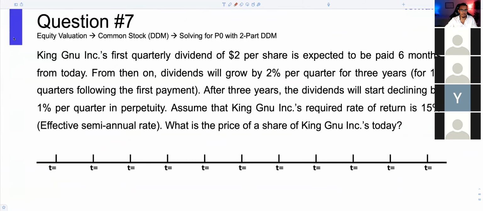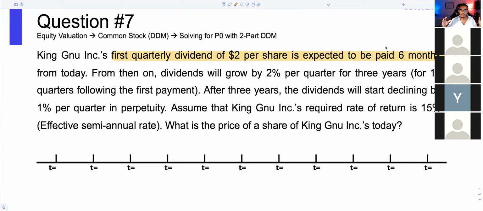So now question 7 is a dividend question. It's a pretty funny one, but it's very easy in the things that you need to do. You just need to understand that, once again, the timeline will reign supreme. And you'll see what I mean in just a second. So let's read the question together once again, and we're going to identify a few things. There's this company called King Ijnu, and its first quarterly dividend of $2 per share is expected to be paid in 6 months.